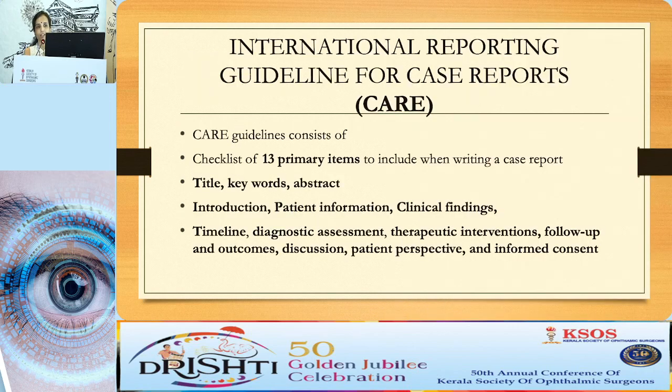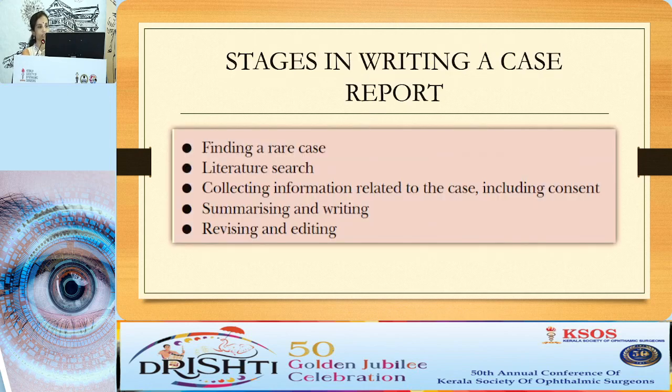So there are some international guidelines for case reports, and that's known as CARE. It consists of a checklist of 13 primary items, which should include title, keywords, abstract, introduction, patient information, clinical findings, timeline, diagnostic assessment, therapeutic interventions, follow-up, outcomes, discussion, patient perspective, and informed consent. So let's see each one by one.